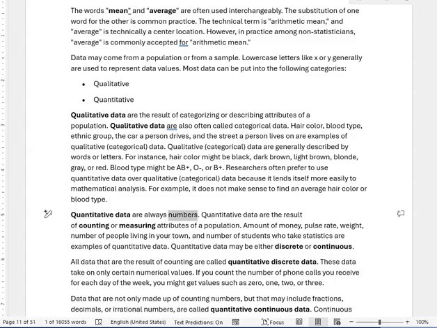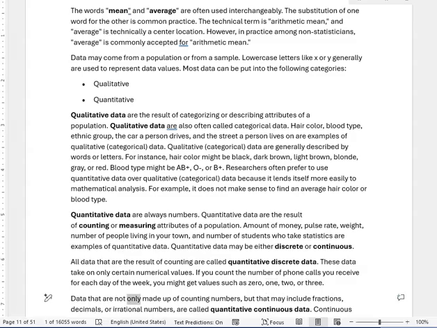Quantitative data are always numbers. Quantitative data are the result of counting or measuring attributes of a population. Amount of money, pulse rate, weight, number of people living in your town, and number of students who take statistics are examples of quantitative data. Quantitative data may be either discrete or continuous. All data that are the result of counting are called quantitative discrete data. These data take on only certain numerical values. If you count the number of phone calls you receive for each day of the week, you might get values such as 0, 1, 2, or 3.